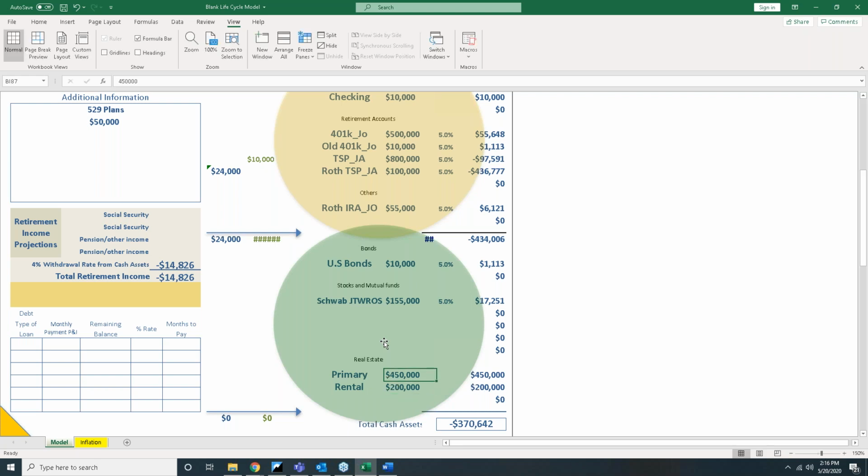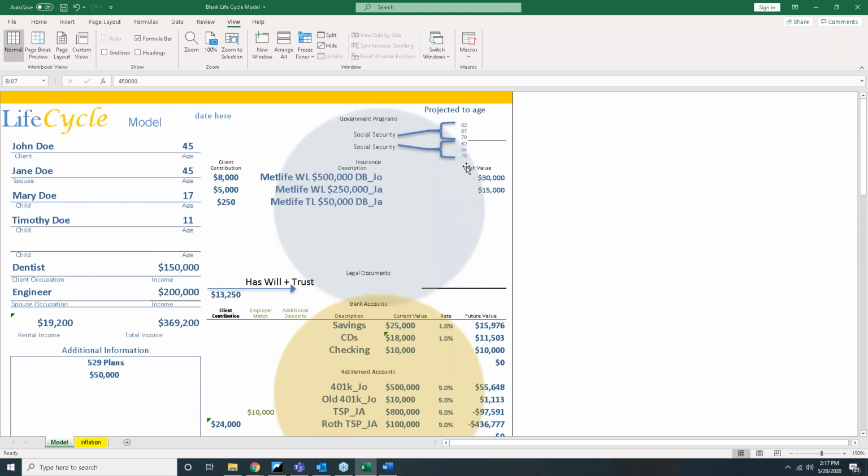Okay, same thing there. Now, one thing here, you'll see there's negatives where it says total cash assets. It says this because we didn't put an age for when they're projected to retire. So what we'll do is go to the top right corner, where it says projected to age, and go right to the right of it.